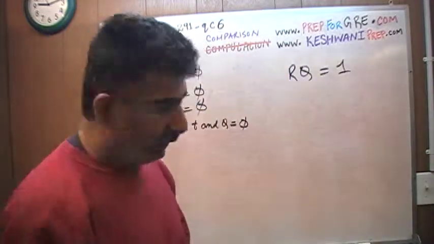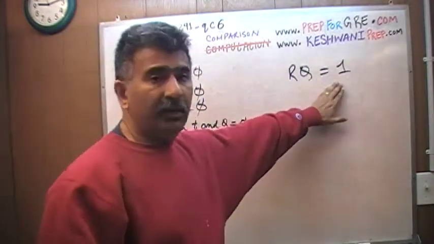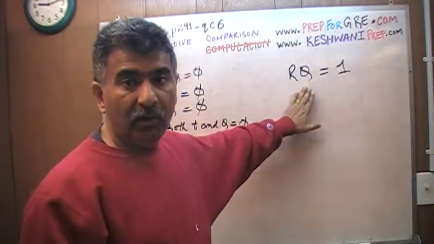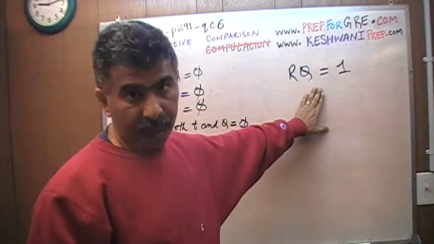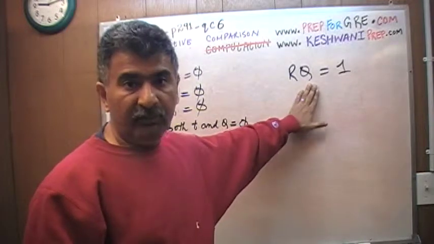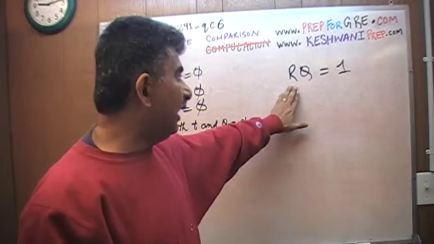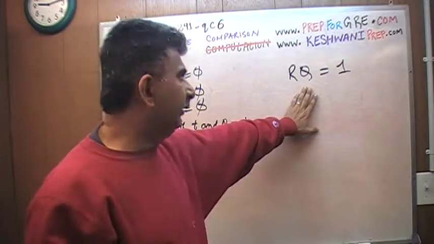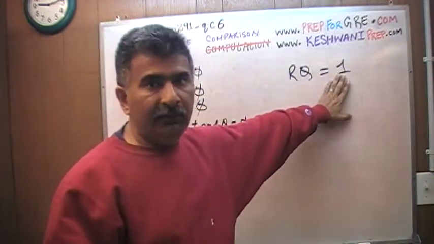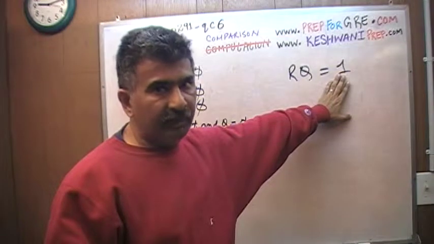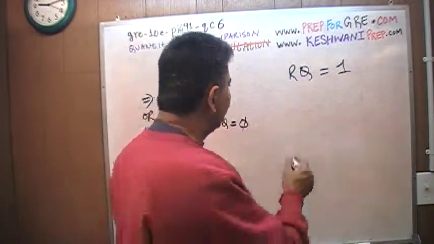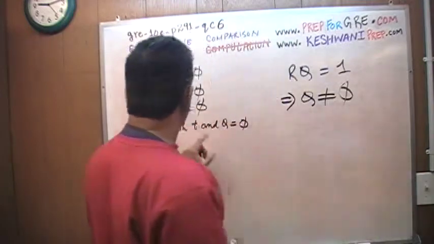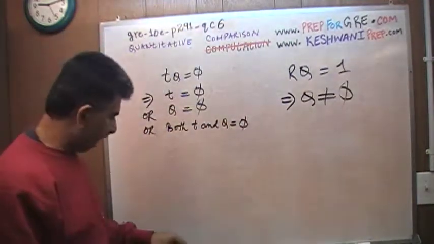Well, there you go. If R times Q equals 1, then neither R nor Q could be 0. Neither of these could be 0, because if either R or Q were 0, it's a hypothetical statement, then the product would have been 0. But I'm told that the product is 1. Since the product is 1, that implies that Q does not equal 0.